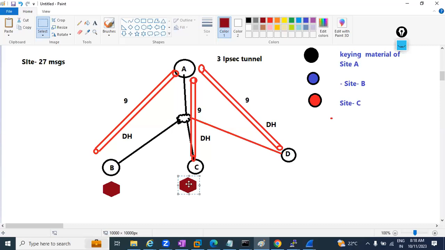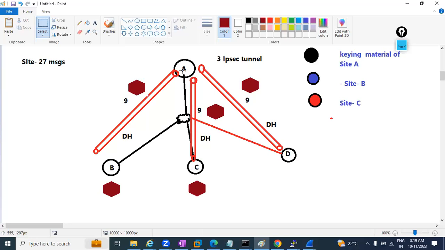This is one, this is another. Okay, and they're sending the data where? They're sending the data towards site A. This is from site A, and this is again towards site A. Okay, from where? From the site B, C, and D. And this data is already encrypted. So site A has to decrypt this data here.